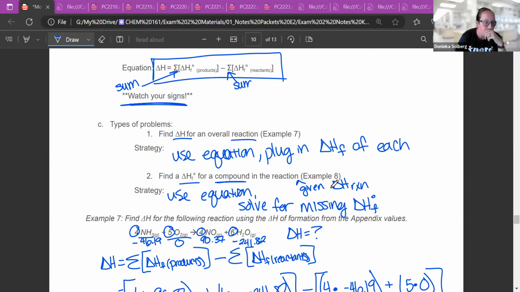Now, I could also ask you to find a specific compound from a reaction, like what is its delta H F if I gave you the overall delta H. And again, that is still plug and chug, where I'm missing one of the products. You just got to solve for it. I'm going to show you how to do both of these in the next 2 examples. If you're like, shh, I got this, go ahead and try your homework.